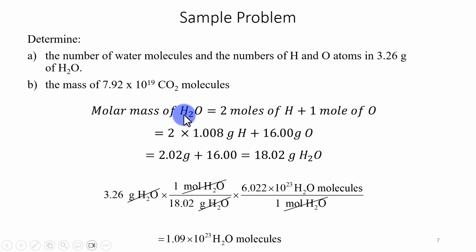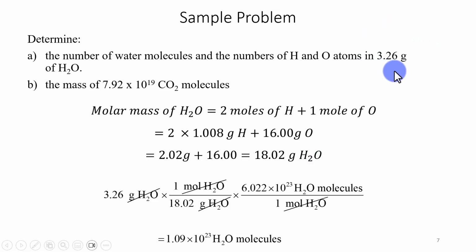The molar mass of water: I have 2 moles, right? This is my water. I have 2 moles of hydrogen and 1 mole of oxygen. 2 times 1.008 grams, that is the number that's underneath hydrogen in the periodic table, plus 16 grams of oxygen. Note I don't multiply this number by anything because I only have 1 mole of oxygen. This is the number that's found underneath oxygen in the periodic table. If you do these calculations, you get approximately 18.02 grams of H2O.